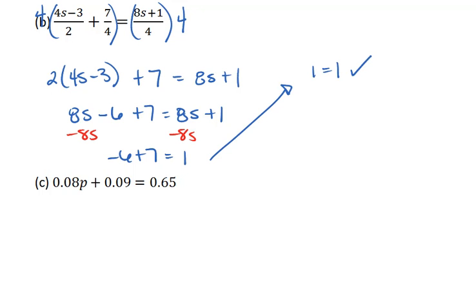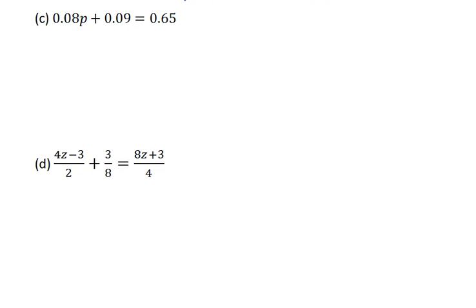1 equals 1, which is always true. This is an identity problem. Therefore, s can be any real number. Next, we have 0.08p plus 0.09 equals 0.65. Subtract 0.09 from both sides. We then have 0.08p equals 0.56. Divide by 0.08 and we have p equals 7.